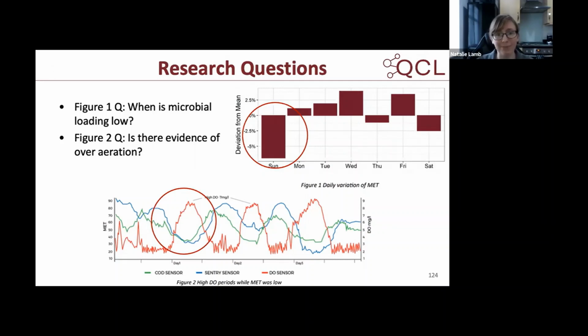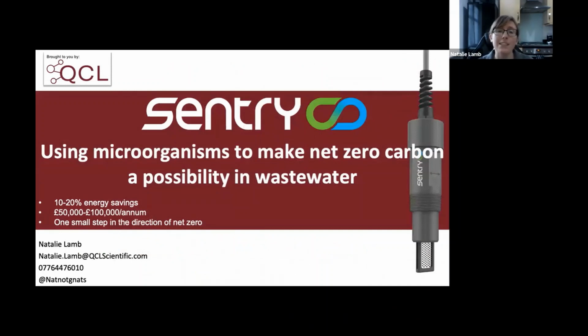Next slide, please. At this specific site, we're looking at between a 10 to 20% energy saving. This equates to a saving of £50,000 to £100,000 per annum. I'm really interested in more sites and more companies giving this a go, using Sentry to build a whole control philosophy, and for any other applications you can think of and beyond.